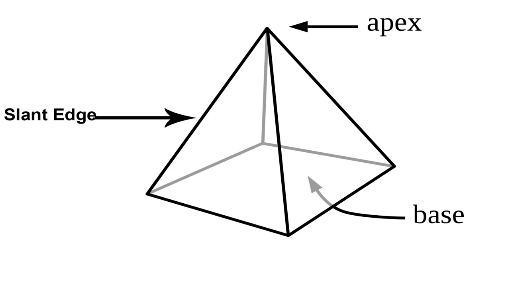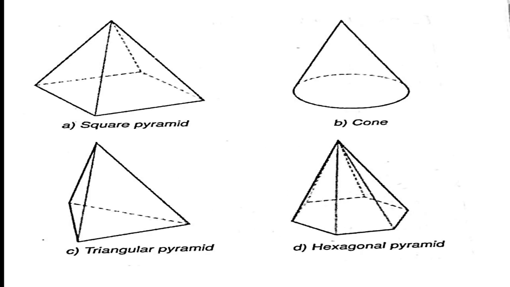So the base, as we said, pyramids are named according to the shape of their base. With this, we have a square pyramid, because the shape of the base is a square, and therefore it bears the name square pyramid. So these are examples of pyramids. Why is diagram A a square pyramid? Because the base takes the shape of a square.